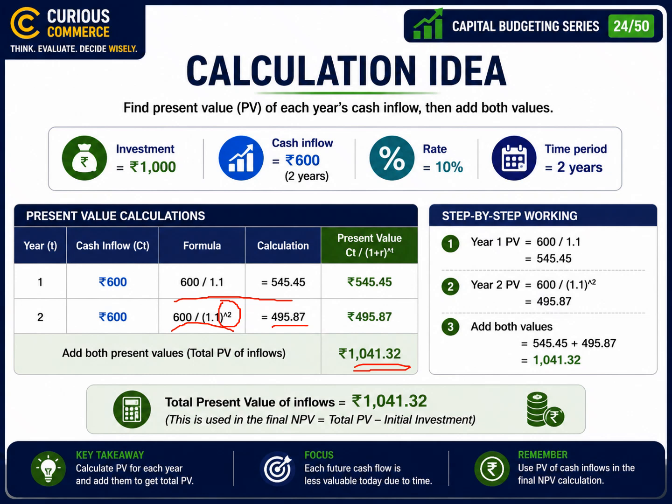Now we add both the present values. This gives the total present value of the inflows. See how systematically the formula works. Every year is treated separately. This is why NPV is considered scientifically strong.